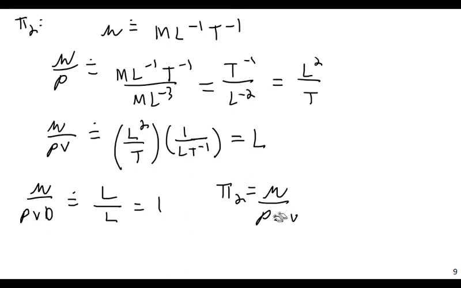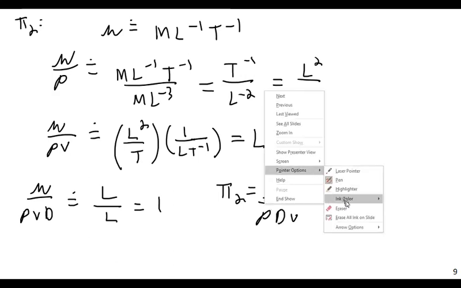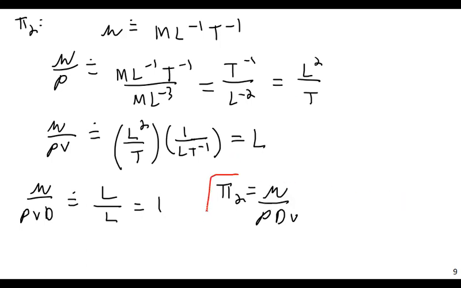Again, my non-repeating variable, in this case my viscosity, had to be in the numerator and had to have a power of 1. So it must have a power of 1. It cannot have a negative power. It cannot have a power other than 1. It must be positive 1, and end of story. So those are our 2 pi terms. Now let us summarize.